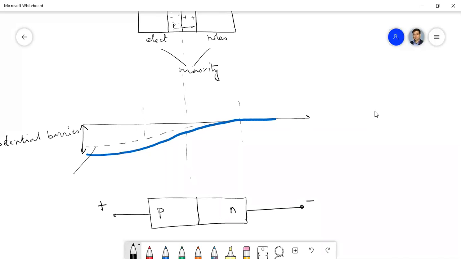Okay, so when it is forward biased, this will be reduced, and how much it will be reduced depends on the magnitude or the amplitude of the voltage you have applied. Okay, so that is when it is forward biased.